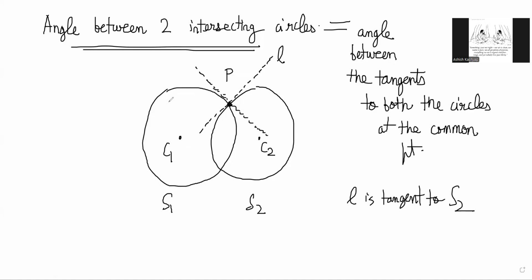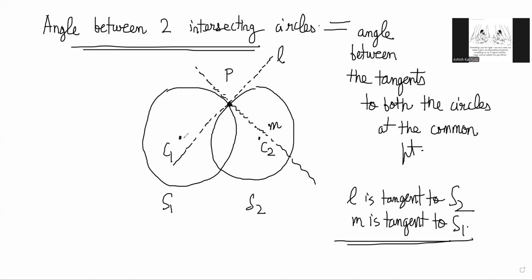I will just draw it properly. It's not necessary that they will intersect at 90 degrees, so line L and line M are not necessarily passing through the center. Line M is tangent to circle 1, to S1, right? What we need is the angle between L and M. The way to do it is to think about the cosine rule in this figure. So I will join C1 and C2, C1 and P, and similarly C2 and P.